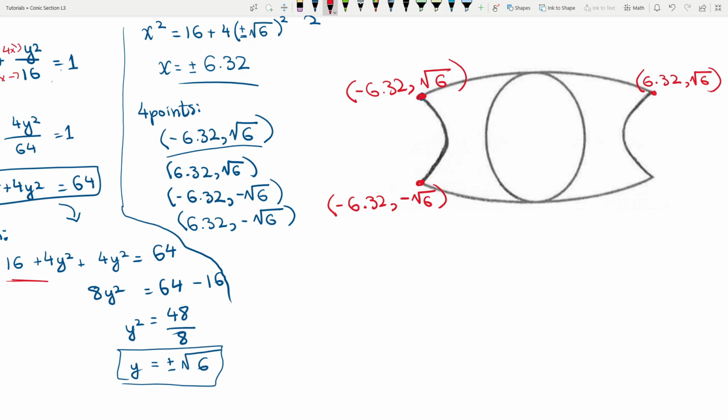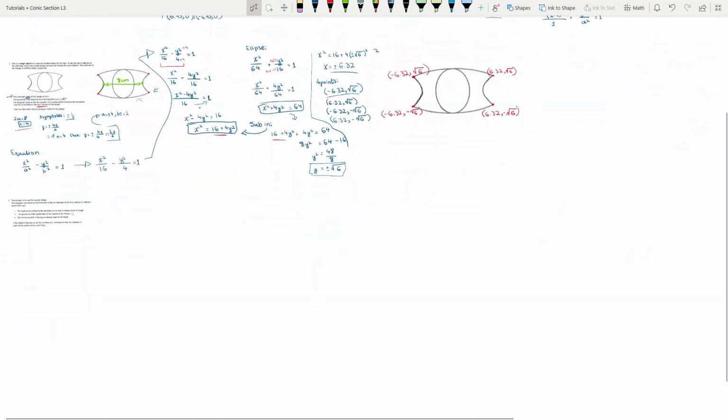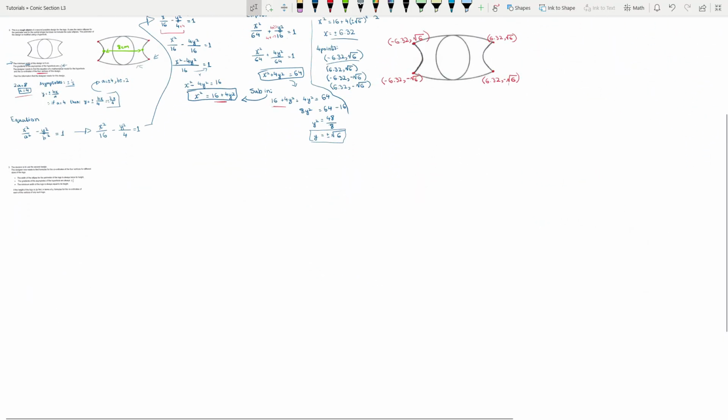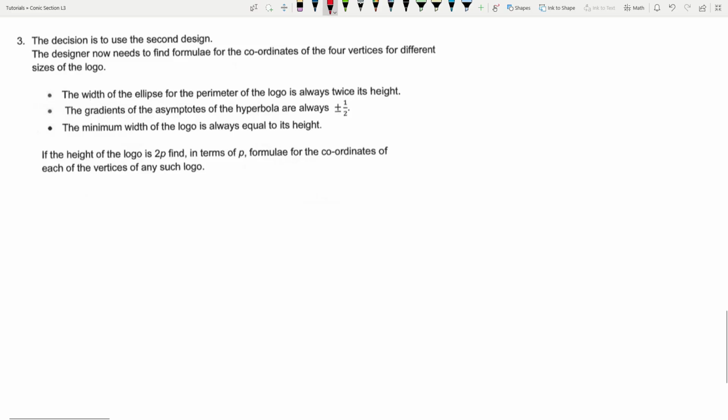Hopefully this made sense. So I think this is merit, right? Because it was quite a bit of working here. Okay, so question 2 is finished. Now let's go into question number 3, and it is for excellence. So hopefully I can explain this. Whoa, a lot of work. Okay, so just read through the questions and we'll go over it.